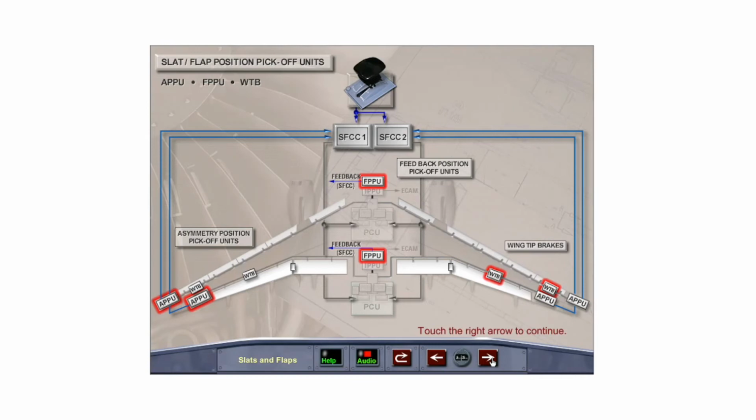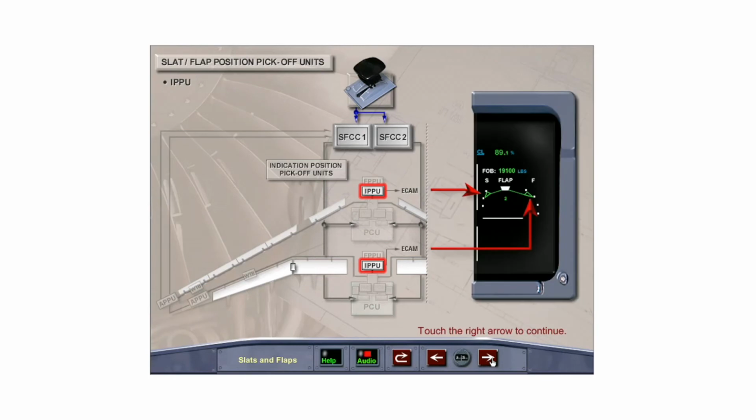If both SFCCs detect a failure, the wingtip brakes, or WTBs, lock the slats or flaps position, and send a warning to the ECAM. Wingtip brakes, once activated, can only be reset on the ground. 2 indication position pickoff units, or IPPUs, one for the slats and one for the flaps, send position data to the upper ECAM slats flaps position indicator.